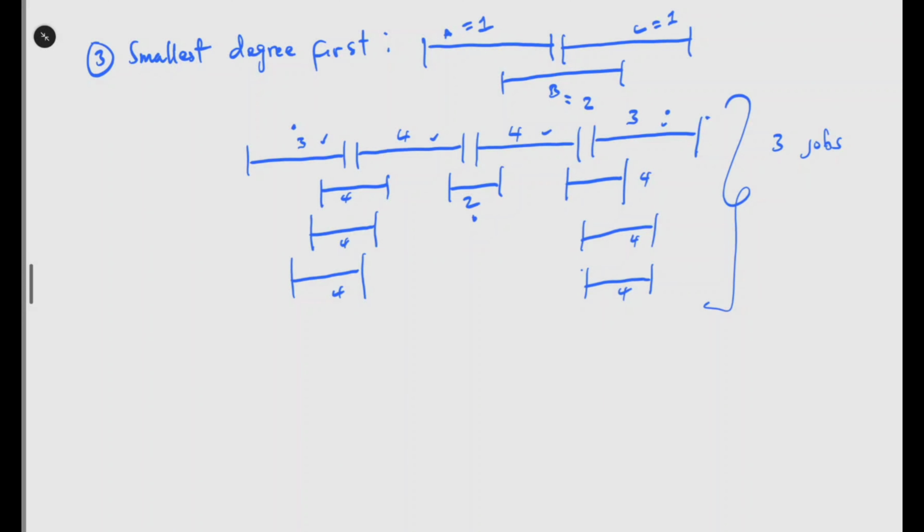So looking at this example right now, we cannot say that smallest degree first is the best strategy. So what other strategies can you think about? I think we're going to end this video here, and we'll talk about the other strategies in the next video.